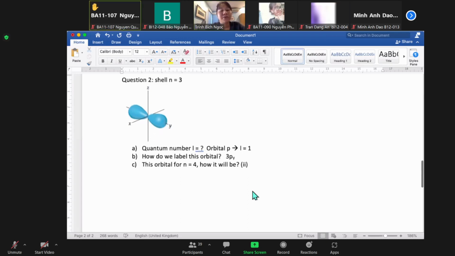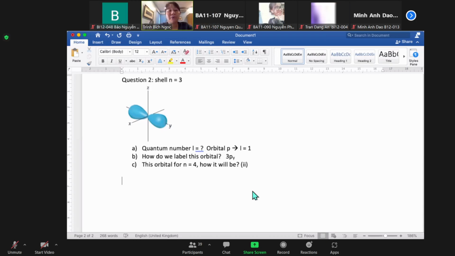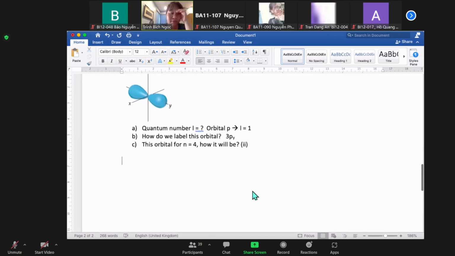This is question 2. Do I need to remind you about the quantum number, or do you all have it? In your lecture class, could you revise, please? So the quantum number.